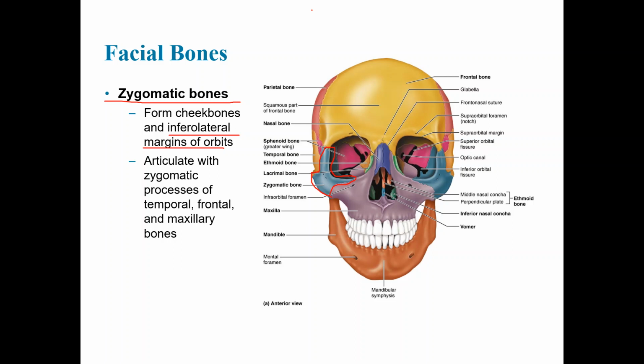Okay, and then you can pretty much, if you understand all the positioning and how to name according to position, you already know these form, of course, cheekbones and inferolateral margins. Inferolateral margin of orbits, right? It makes a lot of sense. They articulate with zygomatic processes of temporal, frontal, and maxillary bones, because all the bones that will have processes that articulate with this bone will take the name of this bone.